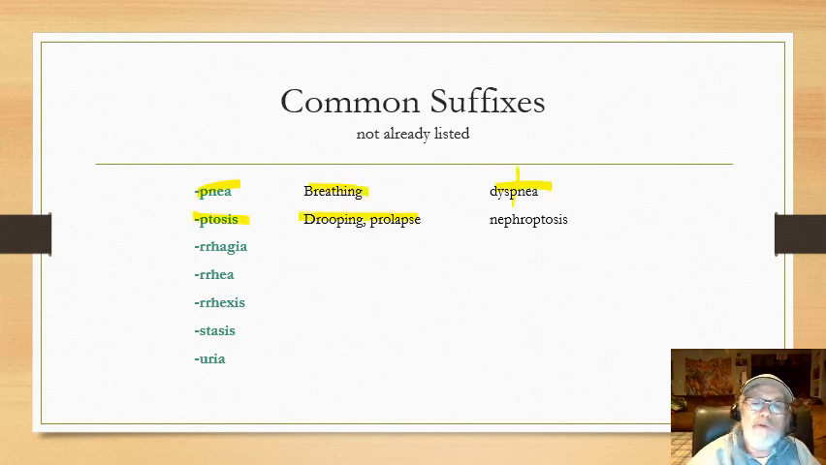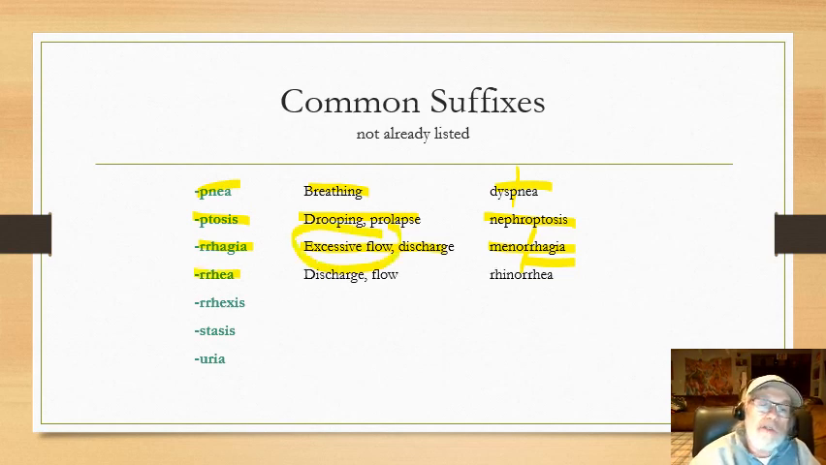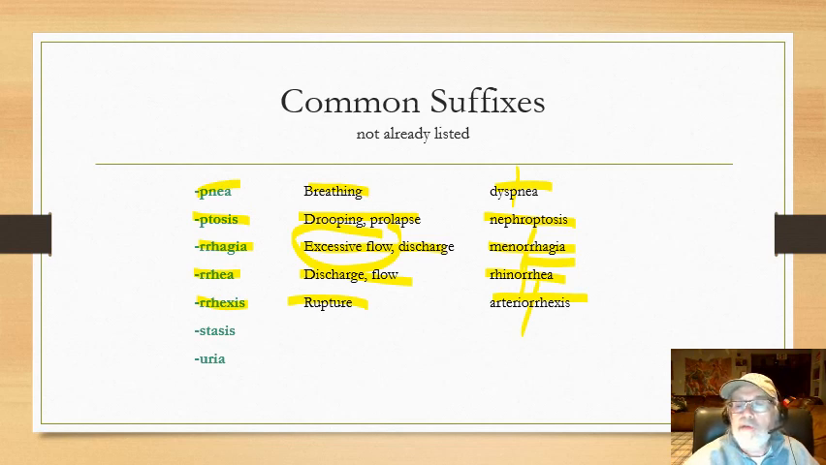Ptosis we've had before. Drooping or prolapse, nephroptosis, drooping of the kidney. Rhagia we've had before. Excessive flow or discharge. Menorrhagia, when females have an excessive amount of menstrual flow, it's called menorrhagia. So it's not just normal, but it's excessive flow or discharge. Rhea is also a flow or discharge. Rhinorrhea, that runny nose, because we know rhino means nose. Rhexis is rupture, arteriorrhexis, rupture of an artery. I've never seen that word, but I suppose it's there somewhere.